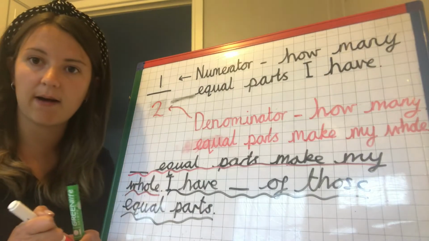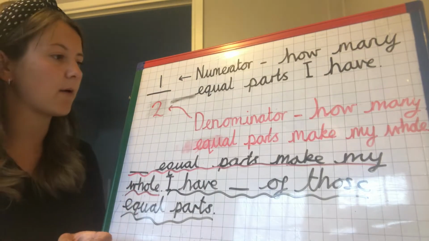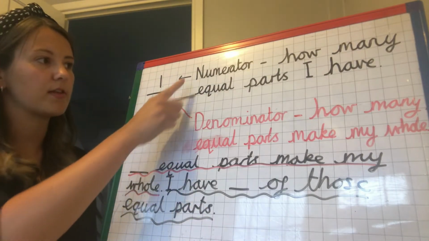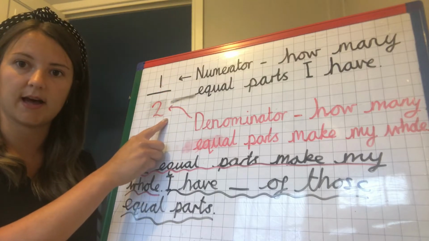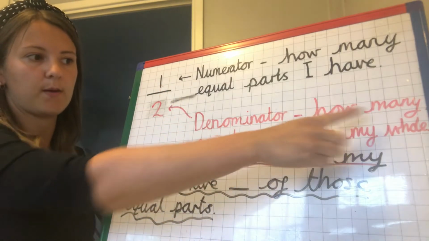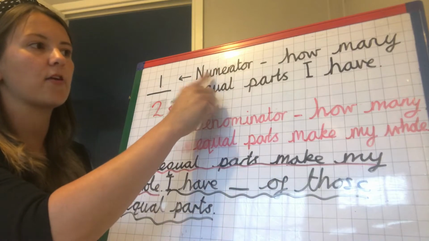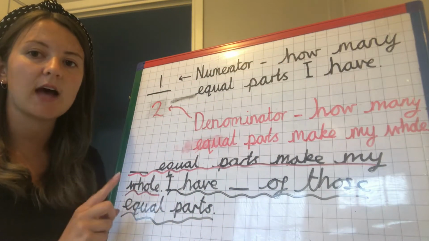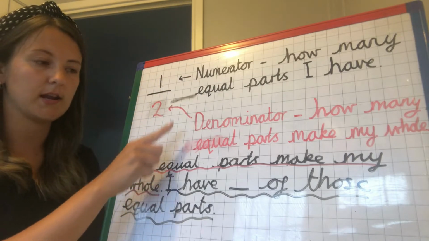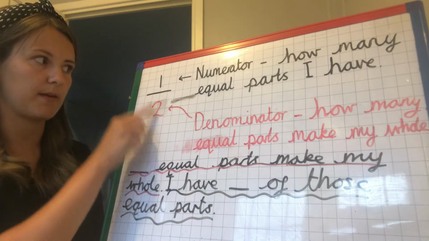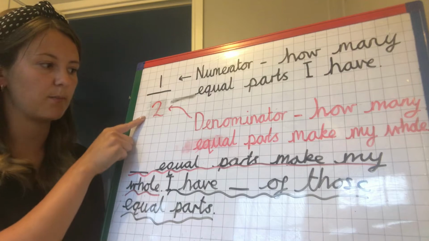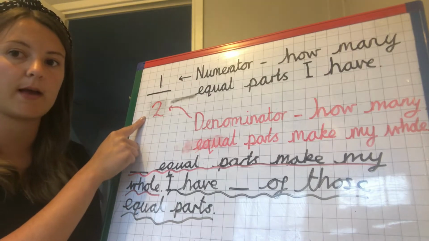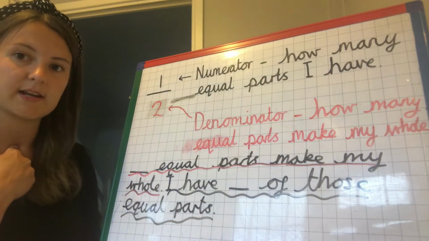I'm going to show you now how these things work together. I've told you this is a half, this is a numerator, this is the denominator. The denominator is how many equal parts make my whole, and the numerator is how many equal parts I have. So I can read this fraction by thinking about what this number means and what this number means. The bottom one is how many equal parts make my whole. We're going to read it together.